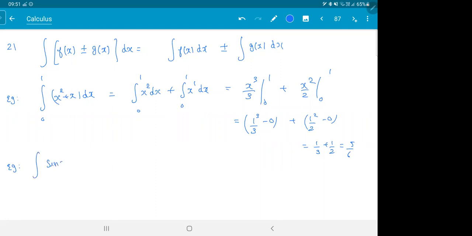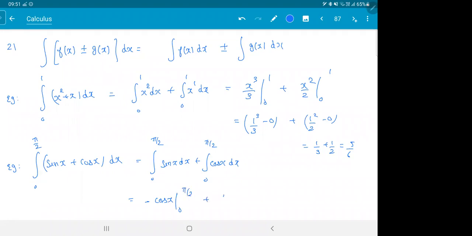Similarly, if you have something like sin x plus cos x dx, same thing happens here. Split them separately, sin x dx, cos x dx, 0 to 90, 0 to 90. Sin ka integral is cos x, cos ka integral is sin x.